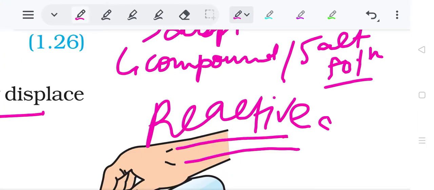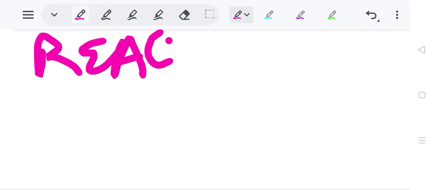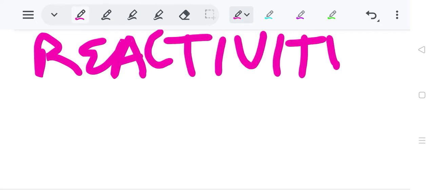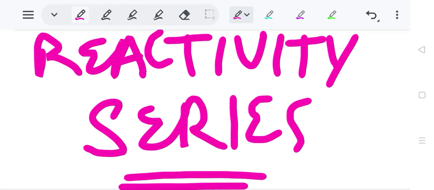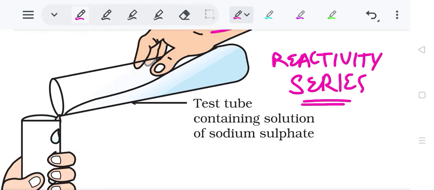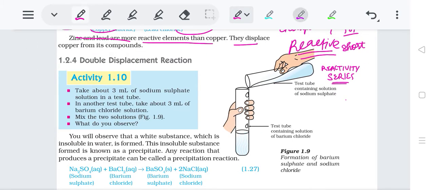So how do we know whether one thing is more reactive or less reactive? I'll be uploading a short on this topic, which is the reactivity series, and I'll be telling you a method to remember it. So wait for that video. Okay, clear? Because if I explain it here now, it will take too much of your time.